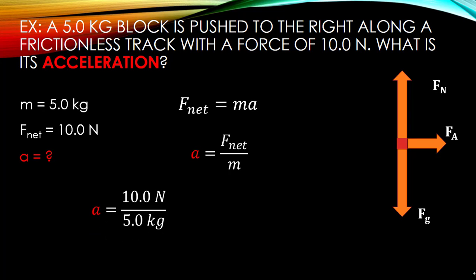So now we can take that 10 newtons and we can plug it into that equation. And we're going to have 10 newtons divided by 5 kilograms, which will give us a positive 2 meters per second squared as our acceleration. Now again, remember, we're not going to write this as a newton per kilogram. Remember that our newton breaks down into kilogram meters per second squared, and so those kilograms are going to cancel out. You'll be left with meters per second squared.